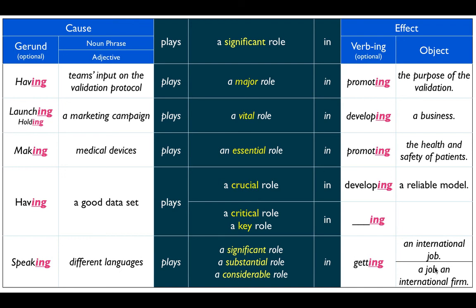Okay, so takeaway point here, when you're using role, it uses the verb play, but it also uses the preposition in. If you use a verb afterwards, it must be verb ing. Okay, also here, pronunciation for our European language cousins. So even if you're South American, that makes you one of our European cousins because you're using Spanish or Portuguese. So significant, major, vital, essential, crucial, critical, key, significant, substantial, considerable. So watch the pronunciation of those.